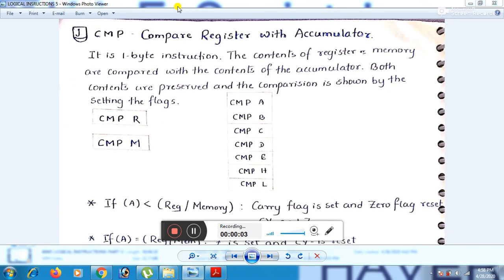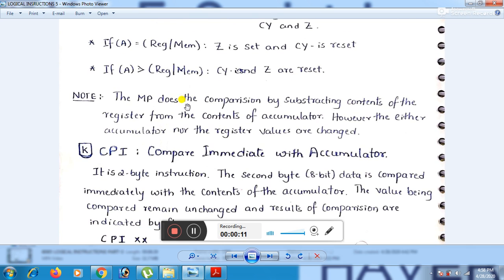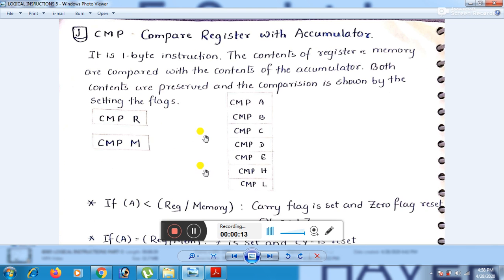Welcome back, students. The remaining two logical instructions are CMP and CPI. So let us study CMP here. CMP is nothing but compare a register with accumulator. This compare instruction is a 1 byte instruction. CMP instruction is a 1 byte instruction.